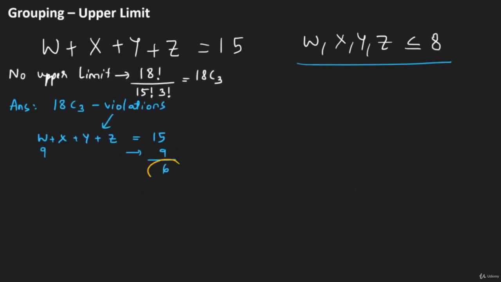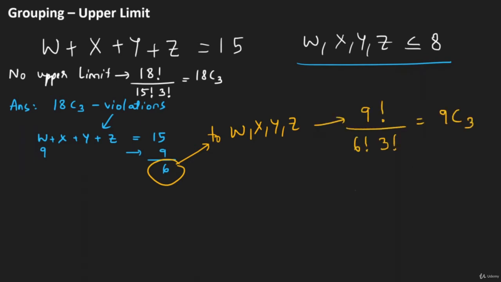Now these 6 I need to distribute to W, X, Y and Z, and this I can do in 9 factorial by 6 factorial into 3 factorial ways, right? Because I have 6 dots and 3 lines, since I need to divide it into 4 sets. That's a total of 9 objects. Therefore 9 factorial, where 6 are of one type and 3 are of one type. Therefore 9 factorial by 6 factorial into 3 factorial, which is 9C3.